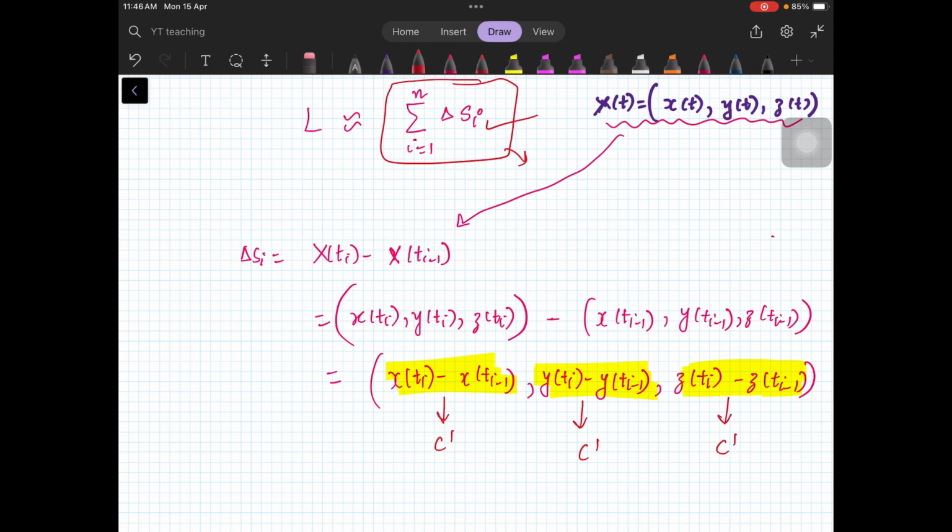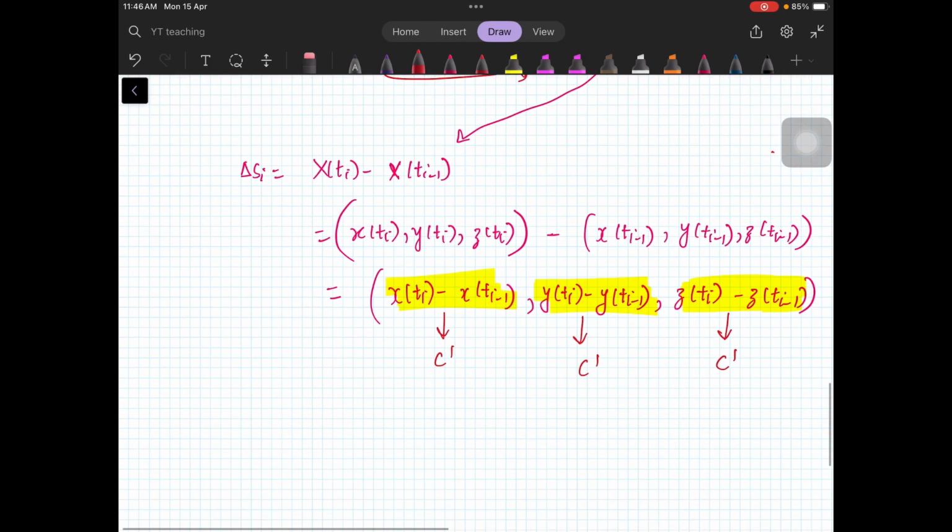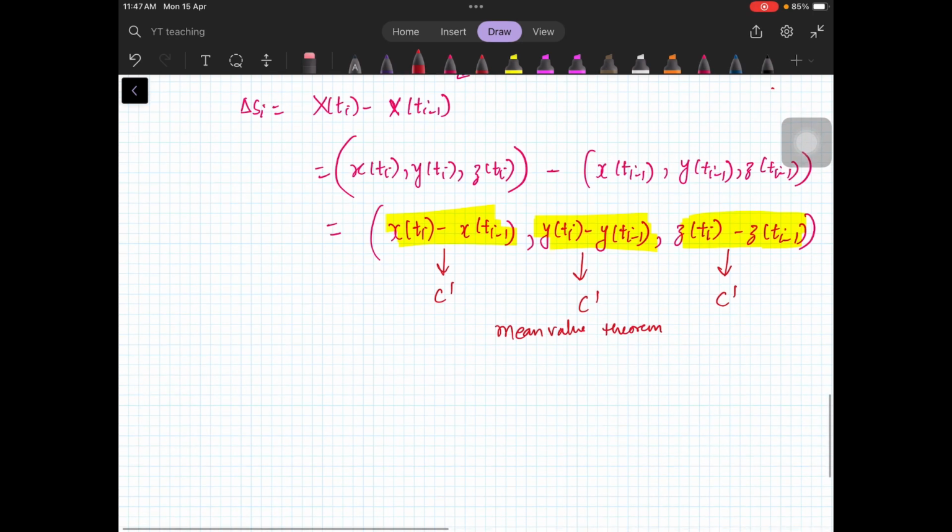This is also a C1 function. That means its first derivative is continuous, so we can apply the mean value theorem. So you apply the mean value theorem here. What does that say? It says that this quantity is equal to x prime at ti star, where ti star is a point between ti minus 1 and ti, times delta ti, where delta ti is ti minus ti minus 1.